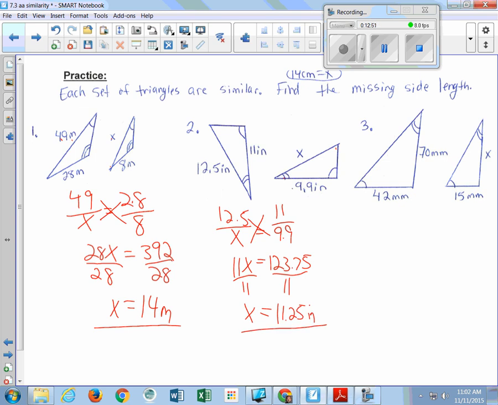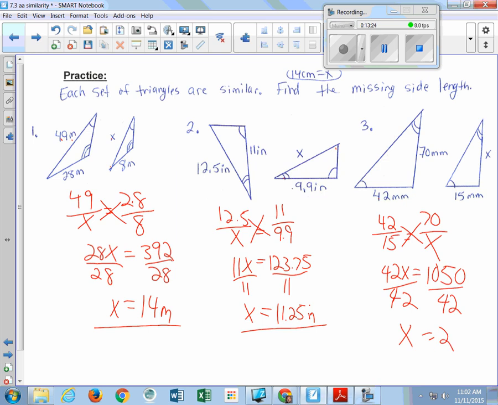Okay. On the next one, these are pretty easy. We all turn the same direction. So I'm going to go 42 to 15 and 70 to x. So those are corresponding sides. Cross multiply. It's 42x equals 1050. Divide both sides by 42. X equals 25. And that would be millimeters.